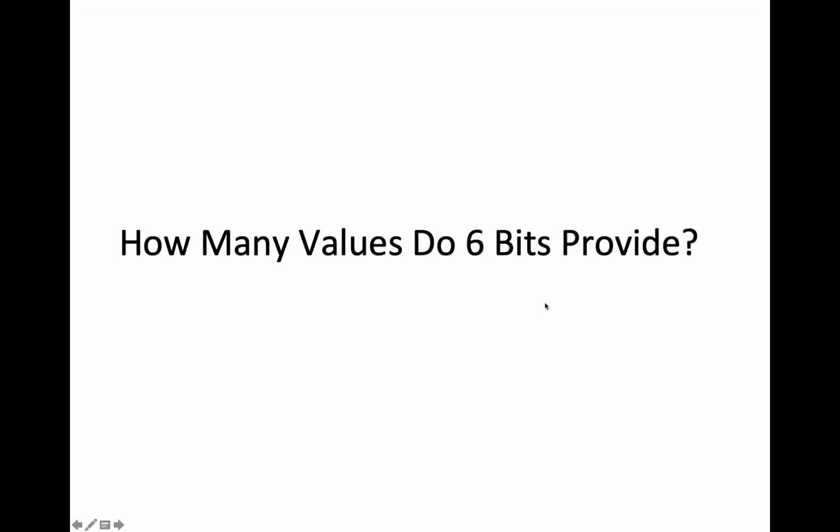So very quickly, if you want to just pause your lecture for a second and figure out how many values 6 bits provide. How many things can we count with 6 bits? Okay, so with 6 bits, we can count 2 to the 6 things, and 2 to the 6 is 64. Because if we take 2 times 2 times 2 times 2 times 2 times 2, we get 64. Feel free to work that out for yourself, but hopefully I'm right.